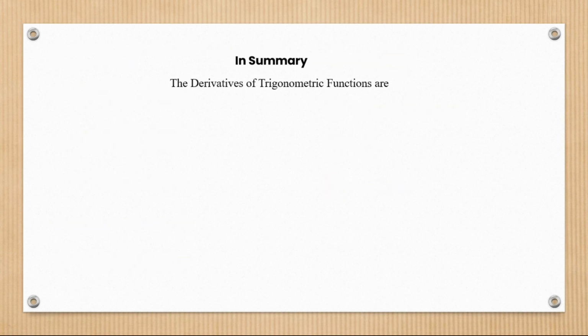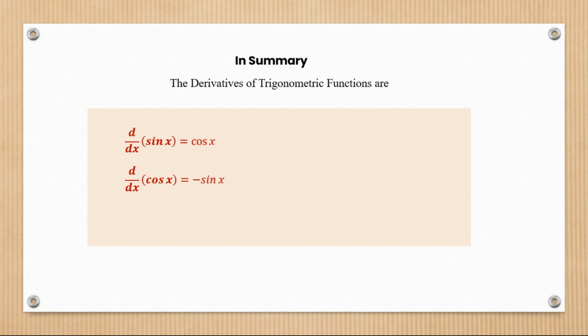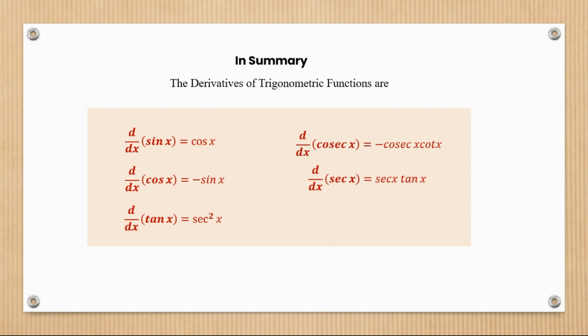Alright, so in summary, the derivatives of trigonometric functions are: the derivative of sine x is cos x, the derivative of cos x is negative sine x, the derivative of tan x is sec squared x, the derivative of cosec x is negative cosec x cot x, the derivative of sec x is sec x tan x, and the derivative of cot x is negative cosec squared x. So that's it in summary.